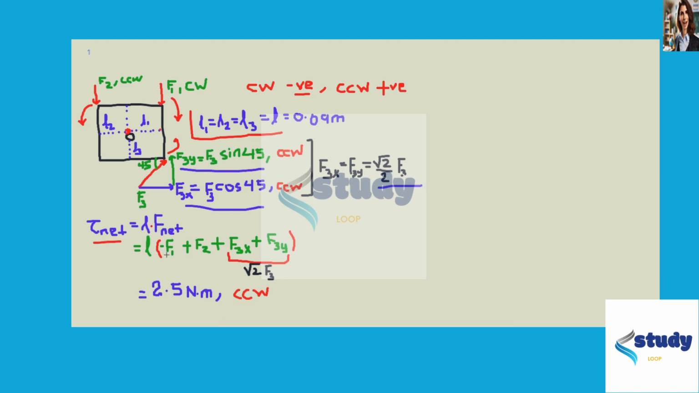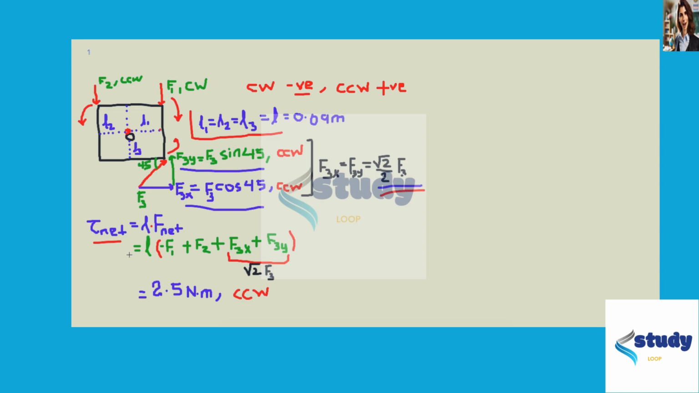For F1, we say that's clockwise, so it's going to be negative. F2 and F3X and F3Y are all counterclockwise, so they're going to be positive. F3X and F3Y have the same magnitude, which we worked out here. So when I multiply this by 2, it's just going to give me square root of 2 times F3.